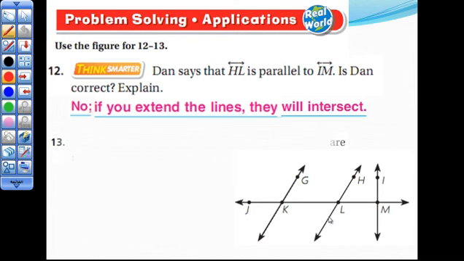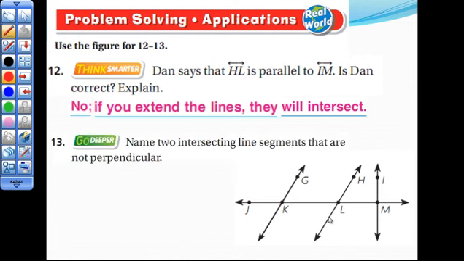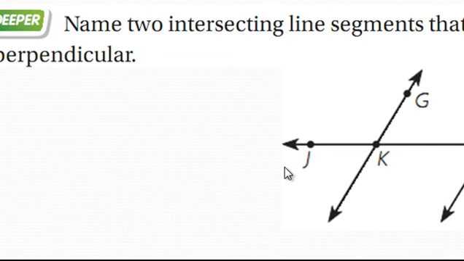Okay, let's go to question 13, the last question with us today. The question says, name two intersecting line segments that are not perpendicular. There are many answers here. I'm looking for two intersecting line segments that are not perpendicular. Who can tell me two? There is no square corner between them.